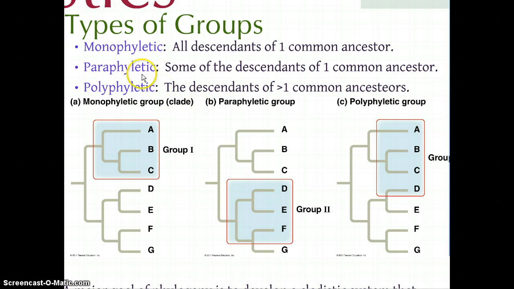And the final group that we'll look at is a polyphyletic group, many different phyla or families, if you want to think of it that way. So what you do is look at descendants of more than one common ancestor. So we have different common ancestors and some of the groups of their descendants here.